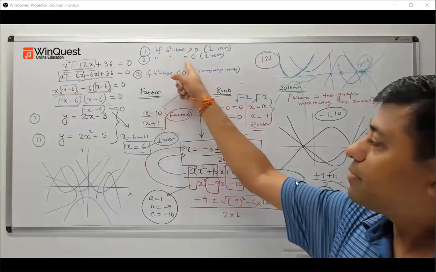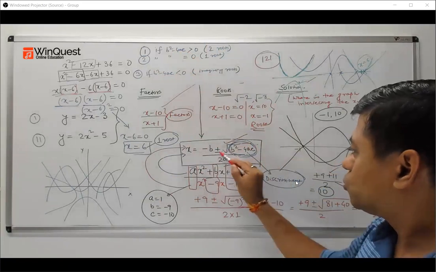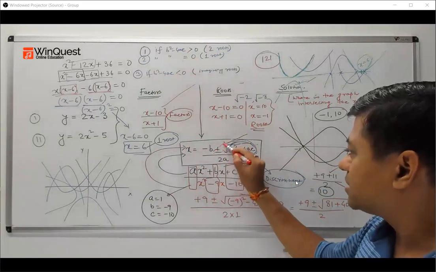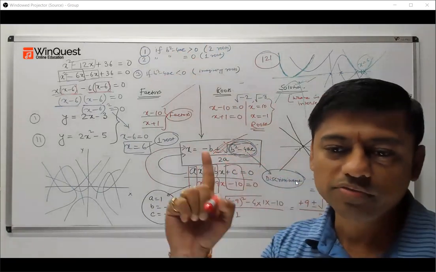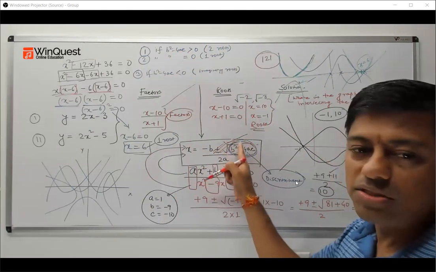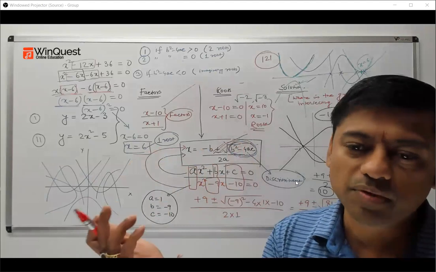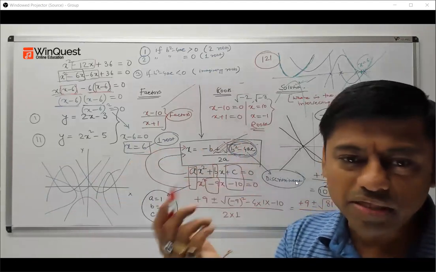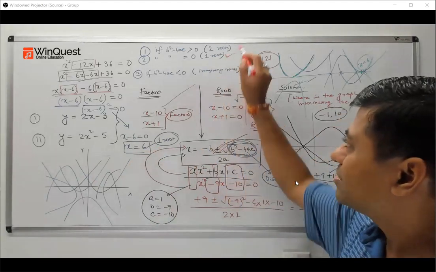Second, if b square minus 4ac equals 0, then this portion goes away. So as this is plus and minus, there is no plus and minus here. Then only minus b by 2a, which is one value. If this component becomes 0, then there is only minus b by 2a, which is one value. You cannot have plus and minus. This component is gone. So it will have one root.